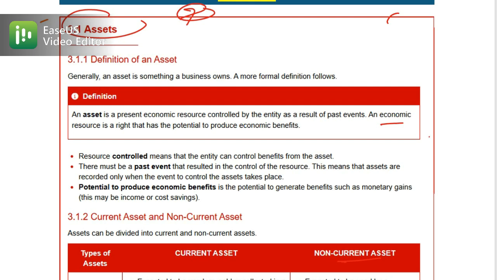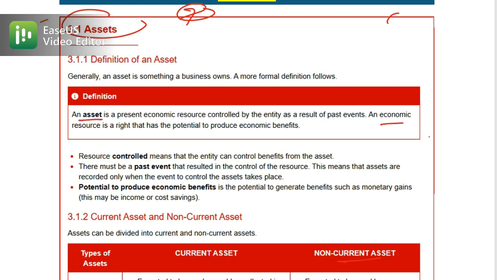Okay, guys, welcome back. And this is our lecture number 7. In this lecture, we will discuss the asset, what is the standard definition of asset, and we will discuss this definition in detail because it's very important.